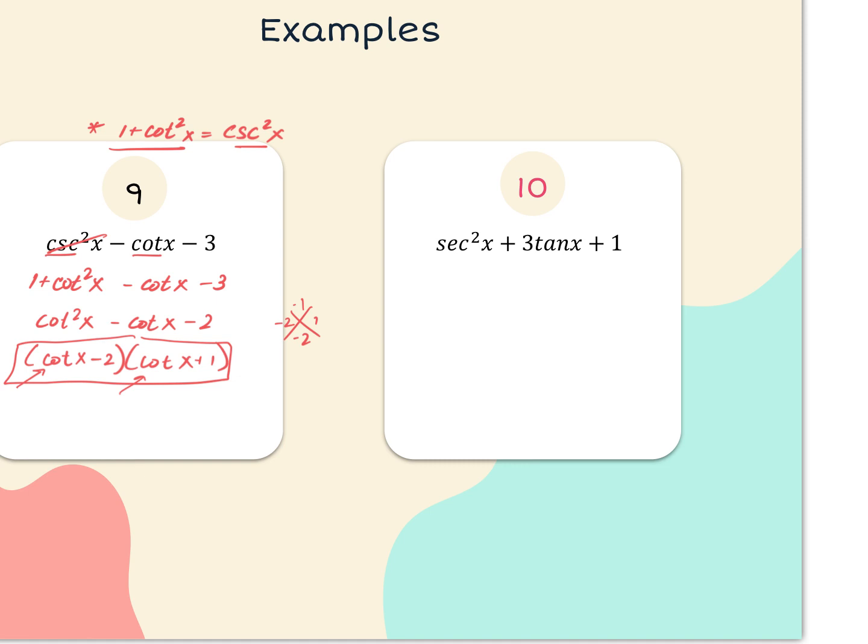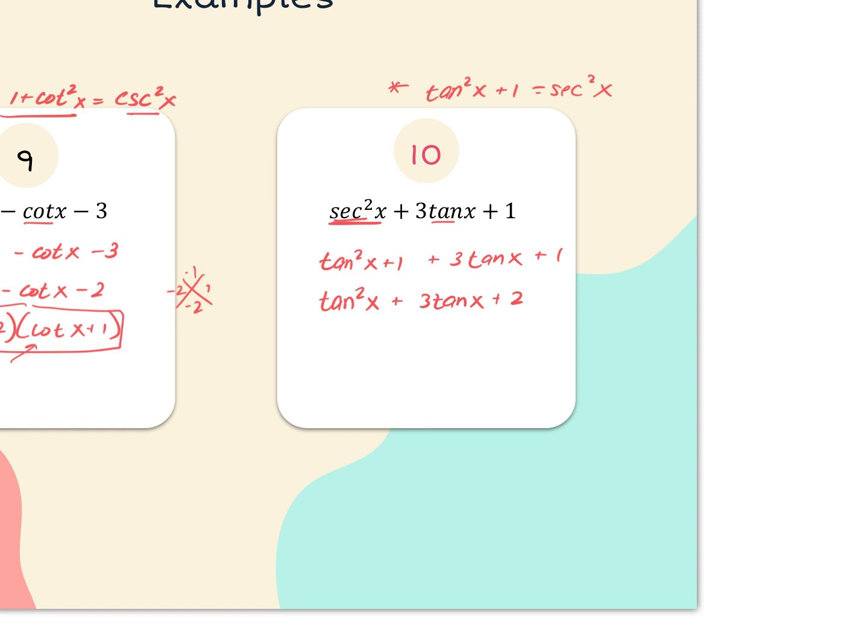So again, when I look at this last one, I see secant and tangent, and these are not the same, right? But I do know that I have a Pythagorean identity that says tangent squared of x plus 1 equals secant squared of x. So I can sub that in for the secant squared x. So this is going to be tangent squared x plus 1 plus 3 tangent of x plus 1 here, okay? And so when I get to this, I'm going to combine my like terms. So I have tangent squared x plus 3 tangent of x plus 2.